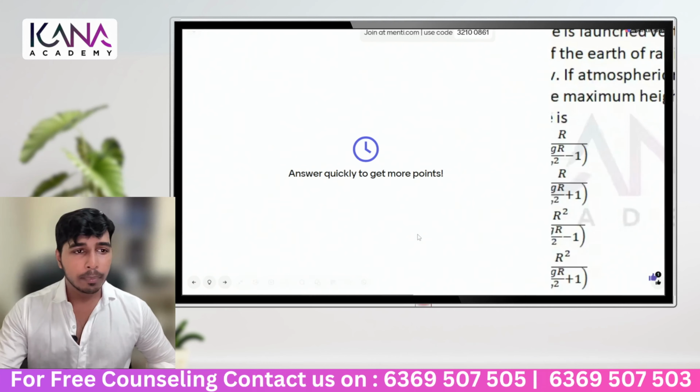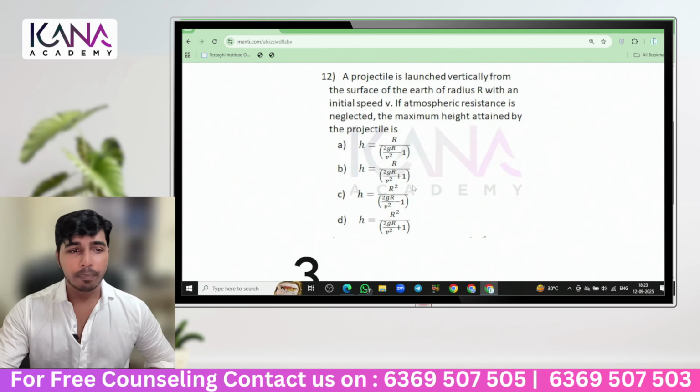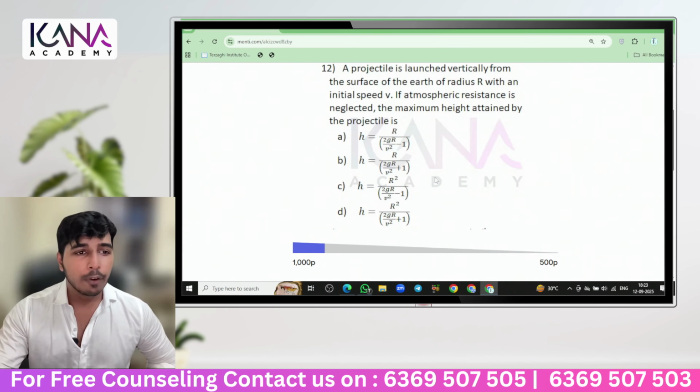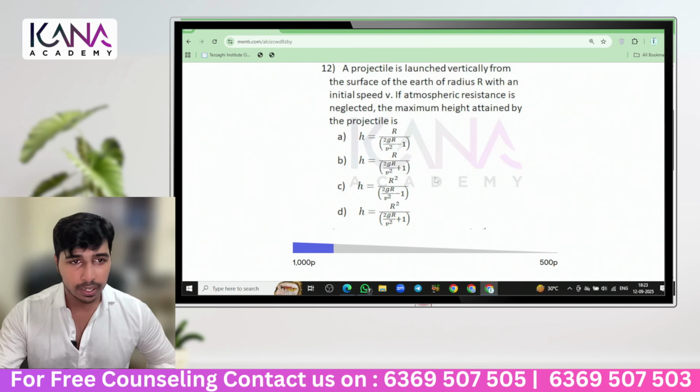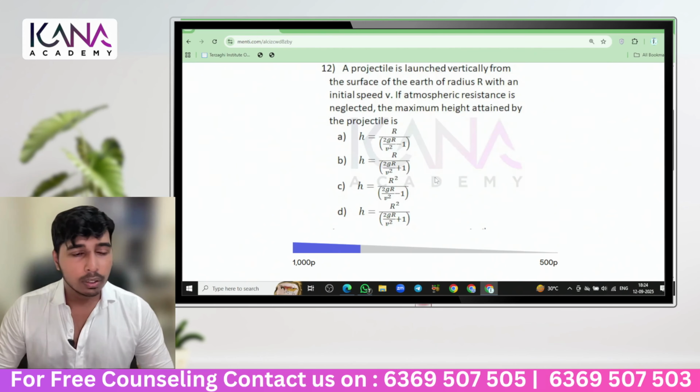Let's attempt 12th question. A projectile is launched vertically from the surface of the Earth of radius r with an initial speed v. If atmospheric resistance is neglected, the maximum height attained by the projectile is. The options are below. Check it out.